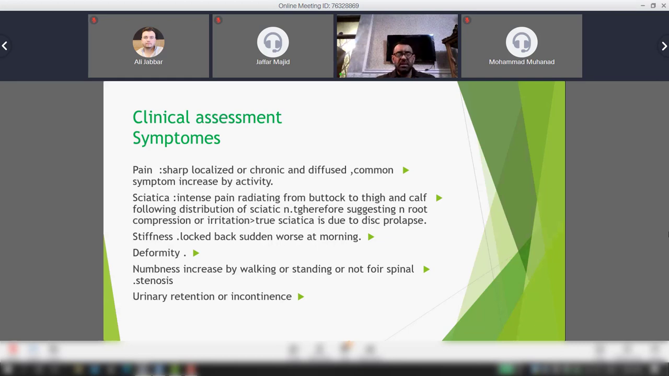Another symptom is the numbness, which is increased by walking or standing, as in spinal stenosis. That means there is a numbness.